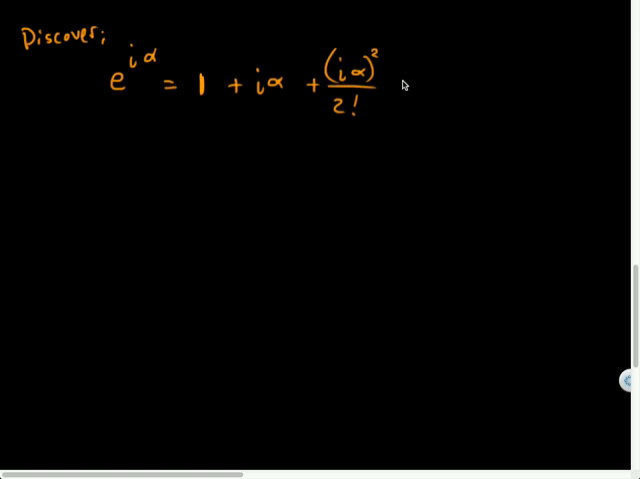And then plus i alpha cubed over 3 factorial. I want to at least get out to the 4th term here. Plus i alpha to the 4th over 4 factorial plus, and so on. Okay? So you guys agree so far?